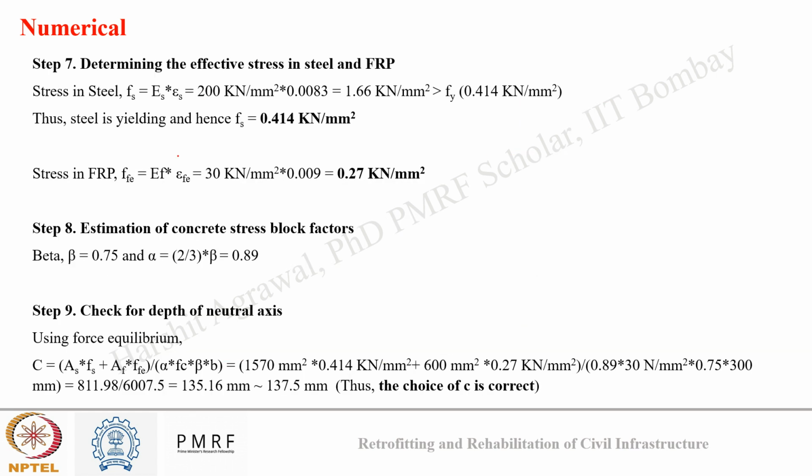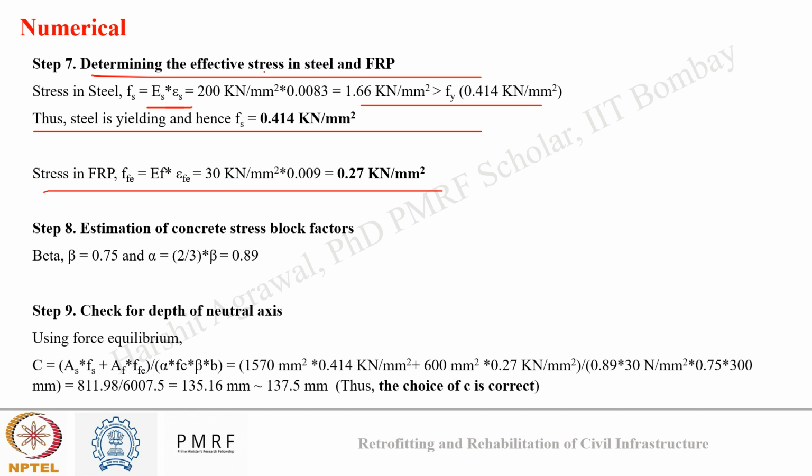Now, once we know the strain, we can determine the effective stress. Stress is nothing but modulus of elasticity times strain. So we know all the values, and we can determine the stress in steel and the stress in FRP. Since the stress in steel was coming out to be more than the yield strength, this shows that the steel will yield, and hence the stress in steel will be Fy and not more than Fy. And the stress in FRP, we can simply multiply EF times epsilon Fe. So you'll get the stress in FRP.